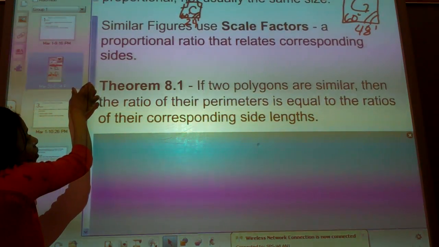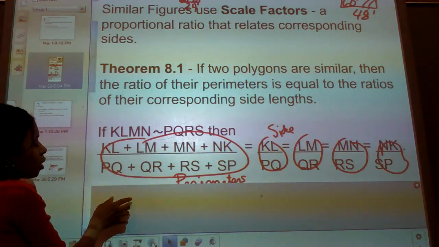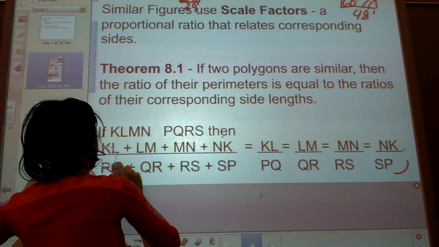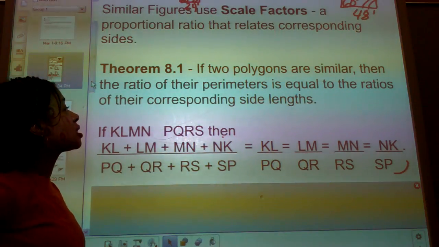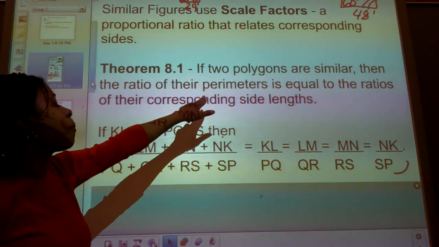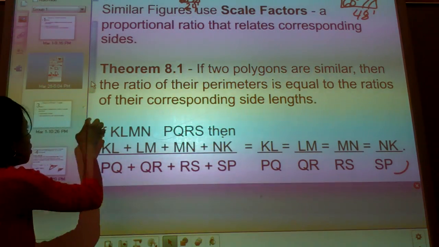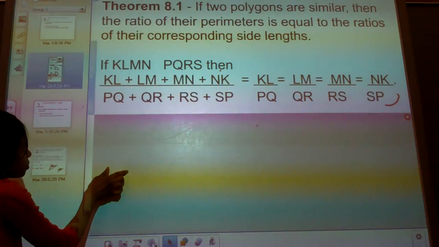Here's theorem 8.1. All right, let me erase this here. Theorem 8.1: if two polygons are similar, then the ratio of their perimeters is equal to the ratio of their corresponding side lengths. What does that look like? We're in your book. You can open your book up and look these over.